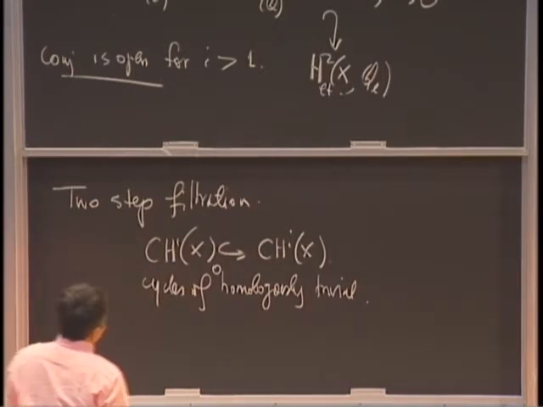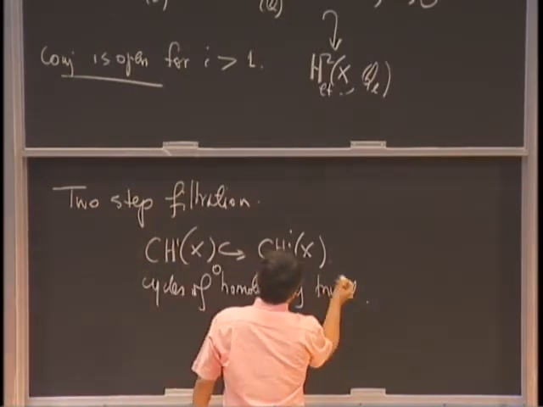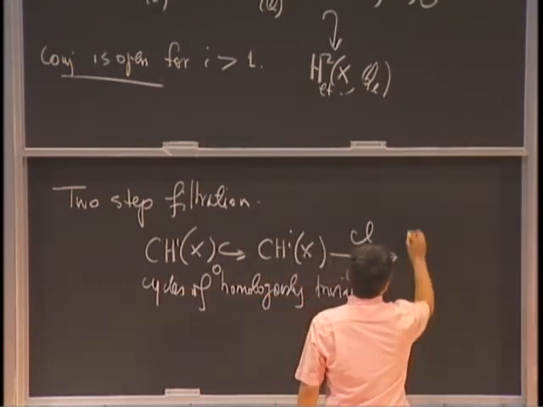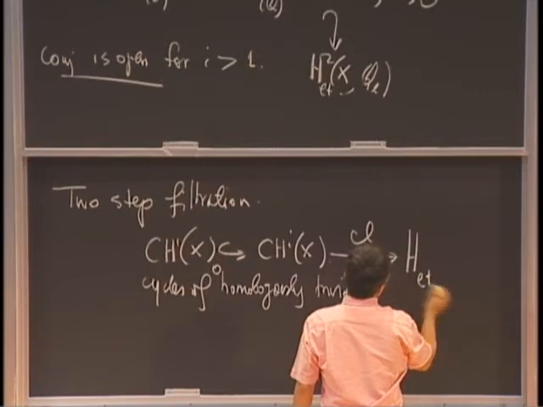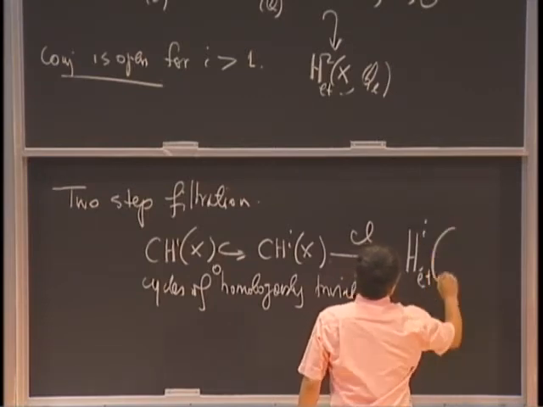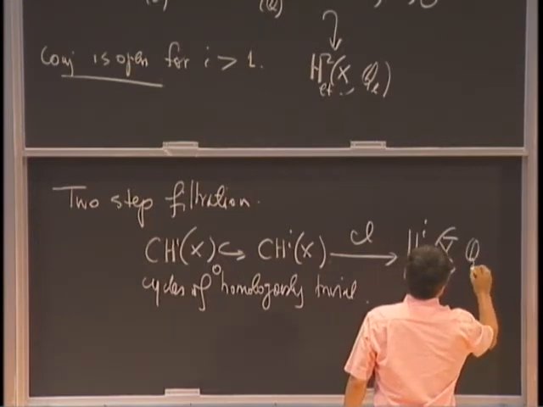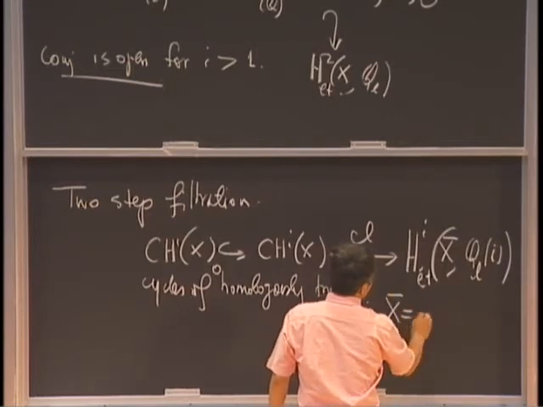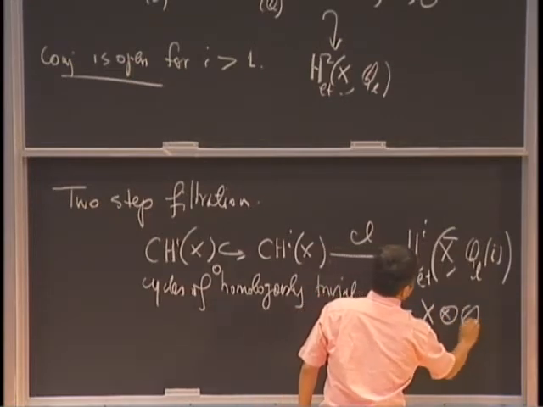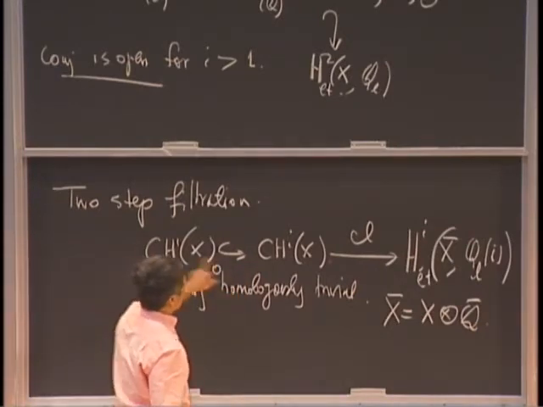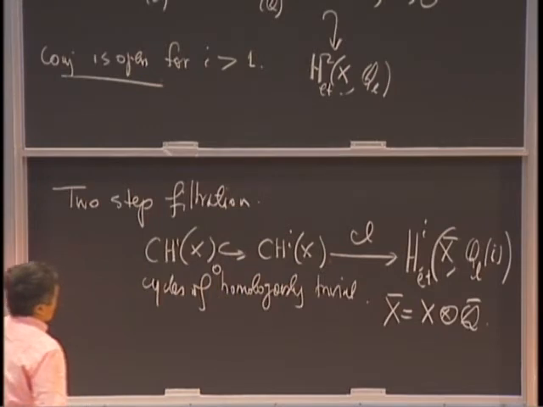So what does that really mean? That there is a cohomology class map, with any cohomology theory you want; they're more or less equivalent. Into H^{2i} of X bar with Q_l coefficients, where X bar is X tensor Q bar. So this basically is the kernel of this map, in degree 2i.